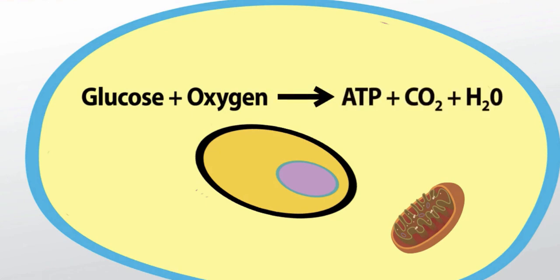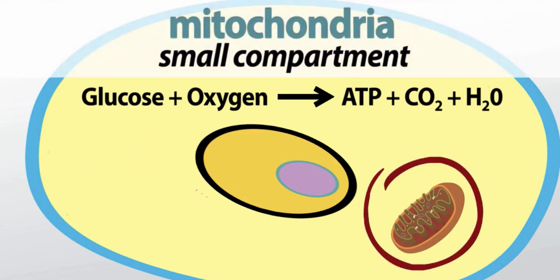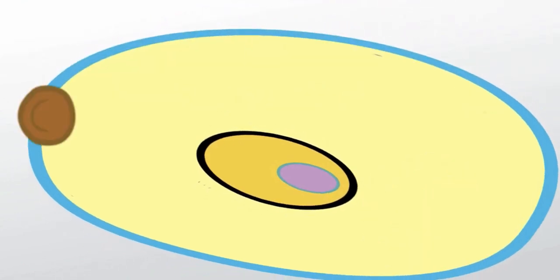In cellular respiration, glucose and oxygen are used to make ATP, and carbon dioxide is released as a byproduct or as a waste product. Some cells perform cellular respiration in a compartment similar to the chloroplast called the mitochondria.